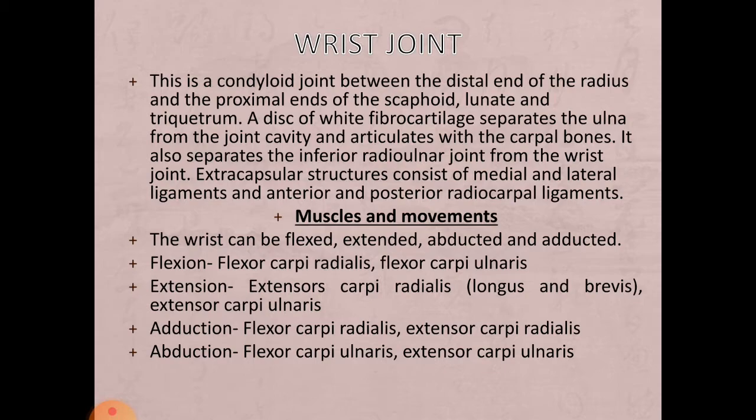Next we have the wrist joint, which is very important. And for the wrist joint, always remember that the ulna will not be involved in the formation of the wrist joint. Distally, the wrist joint will be formed by the proximal row of the carpal bones.